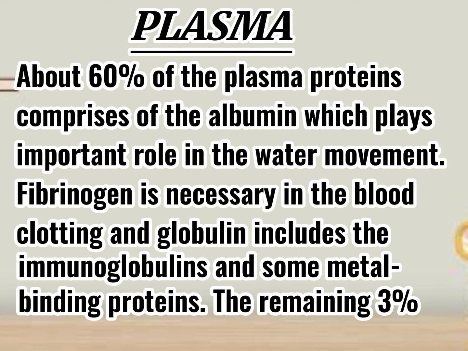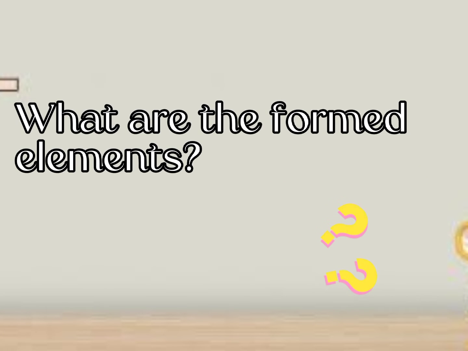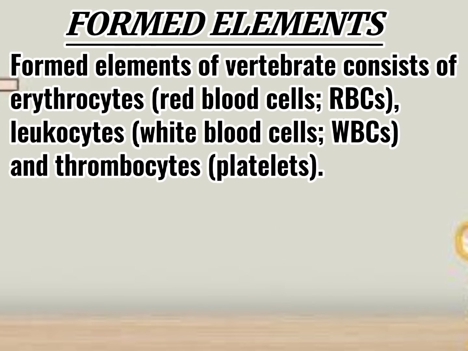The remaining 3% of plasma is composed of electrolytes, amino acids, glucose and other nutrients, some enzymes, hormones, metabolic wastes, and traces of many inorganic and organic molecules. What are the formed elements? Formed elements of vertebrates consist of erythrocytes, leukocytes, and thrombocytes.